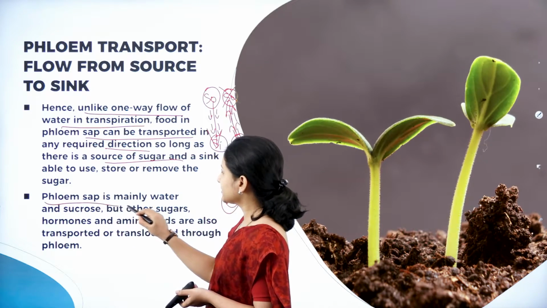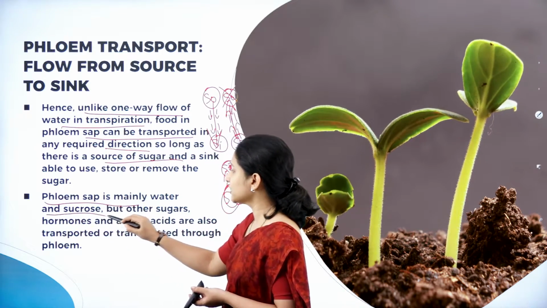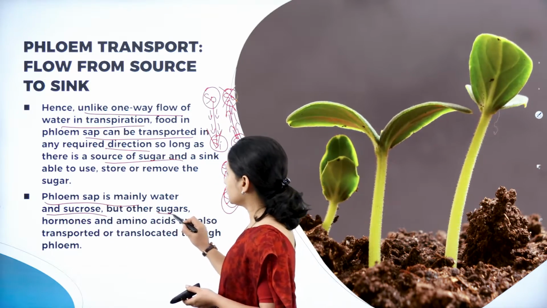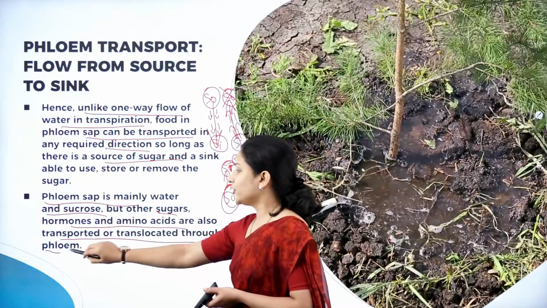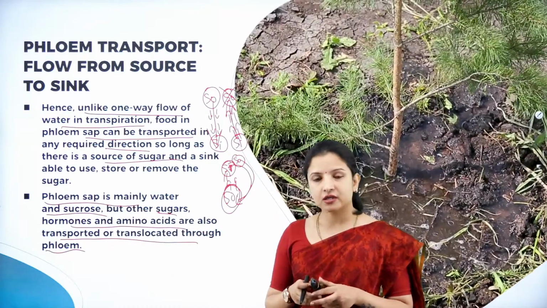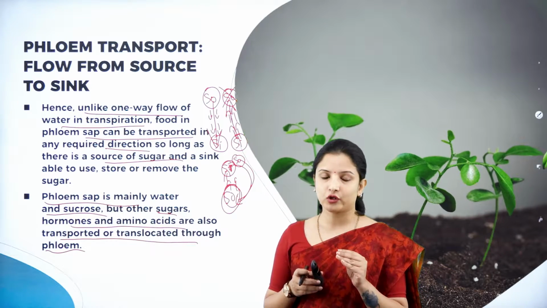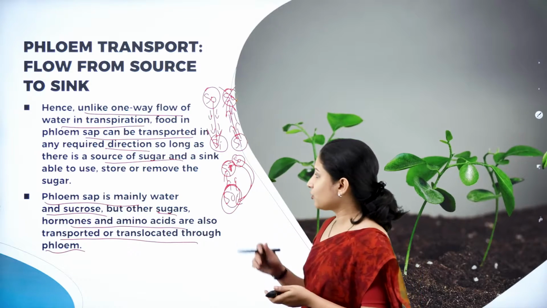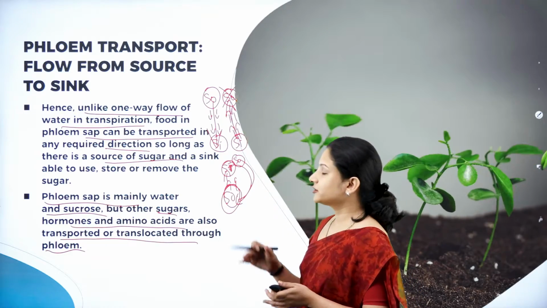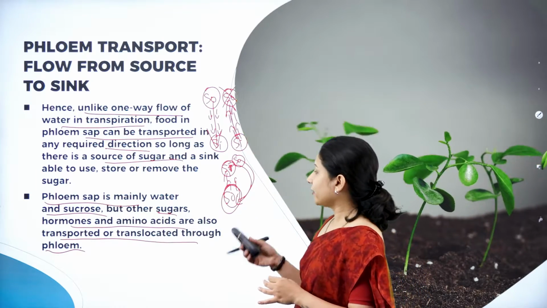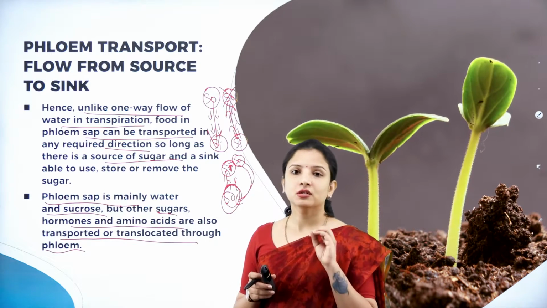So therefore, phloem sap also helps in the transport of water as well as sucrose, but other sugars, hormones and amino acids are also transported and translocated through the phloem. Phloem can function like the xylem as well. Xylem can only transport water and mineral ions. But phloem can transport food, that is sucrose, as well as water, and apart from that, phloem can also transport other sugars, hormones, amino acids and all that, which xylem cannot. Xylem can transport only mineral ions and water.